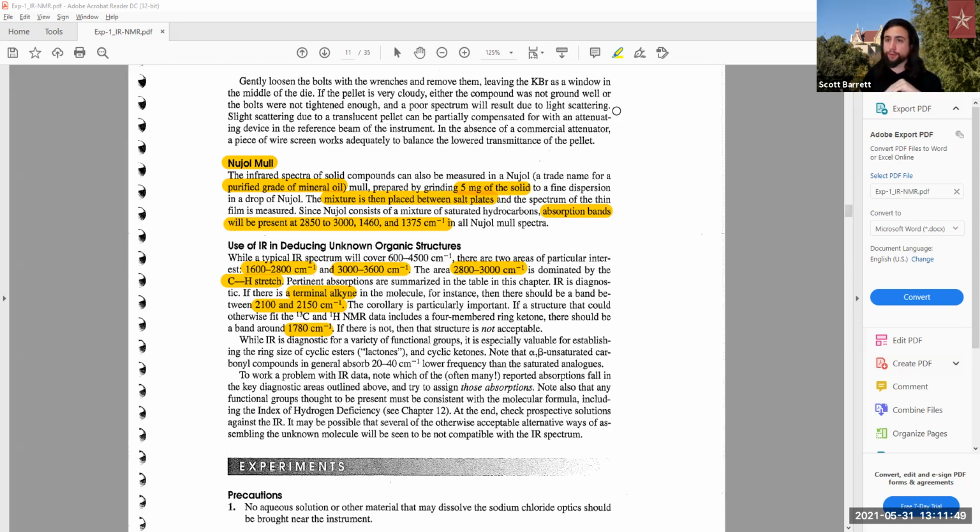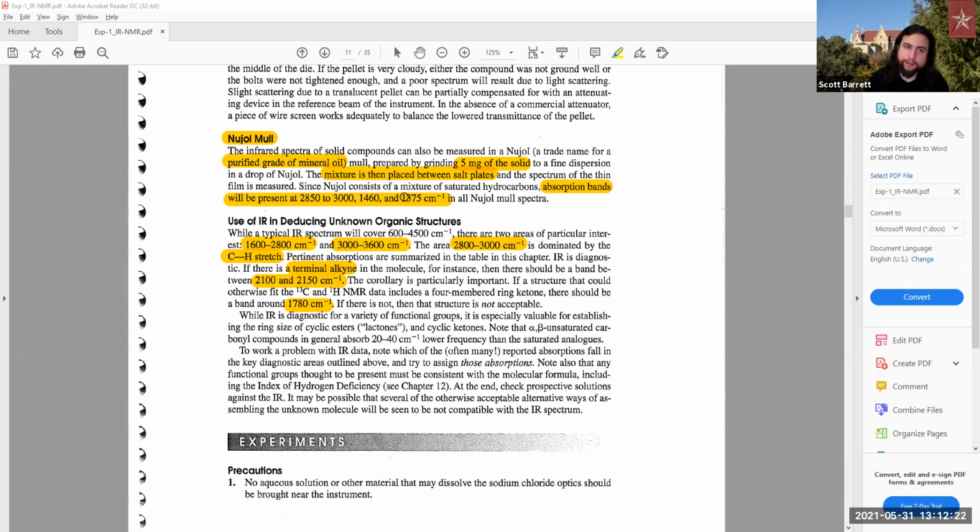Now, this is the reason I don't prefer it: absorption bands will be present at 2850 to 3000, 1460, and 1375. So what you can do is run a background of Nujol, and that will give you a standardization. But in my opinion, I feel that would take away from any sort of impurities or any sort of background that may be given off from your compound. So that's why I personally do not prefer the Nujol method and go forward more with the KBr pellet method.